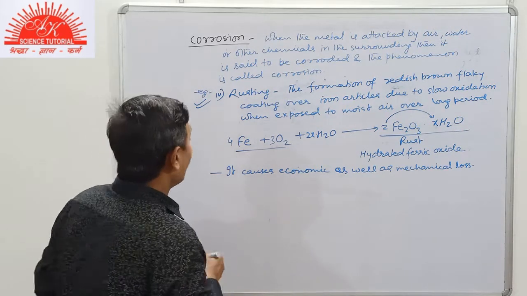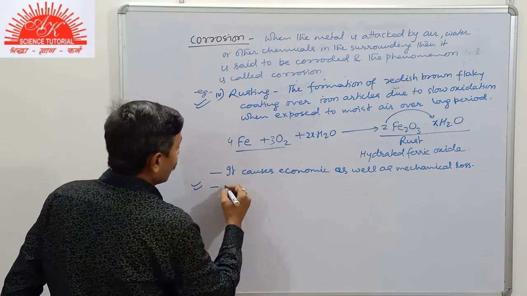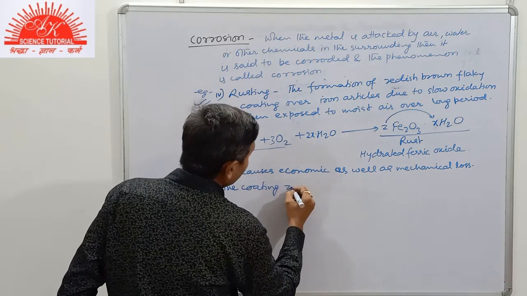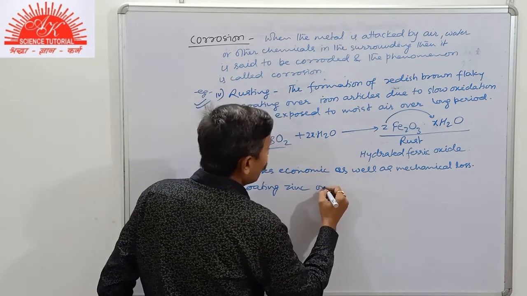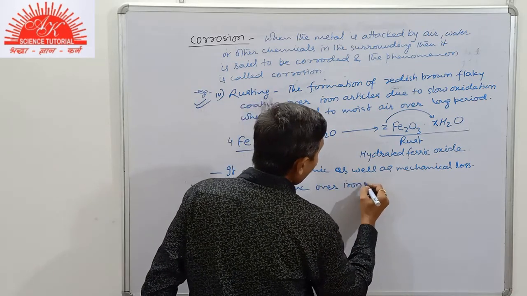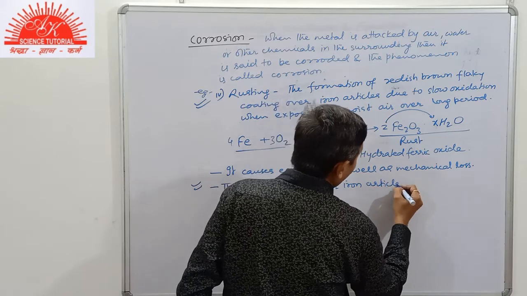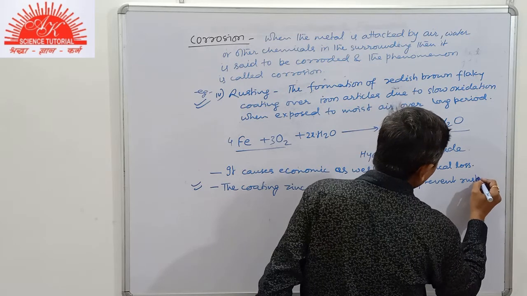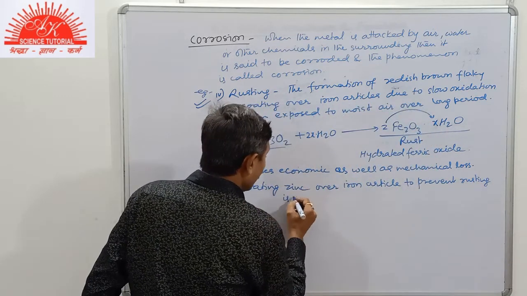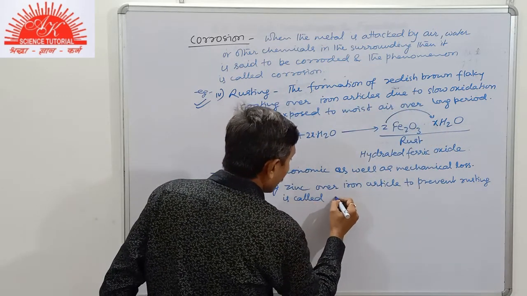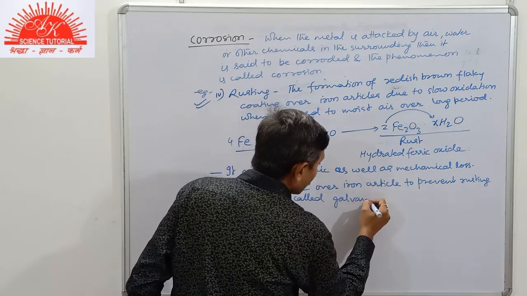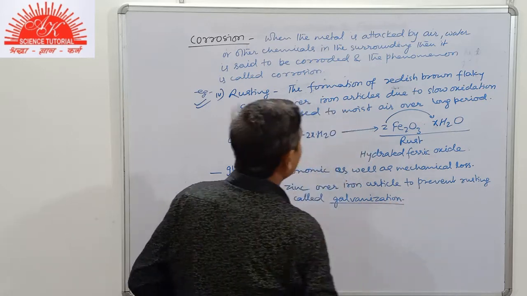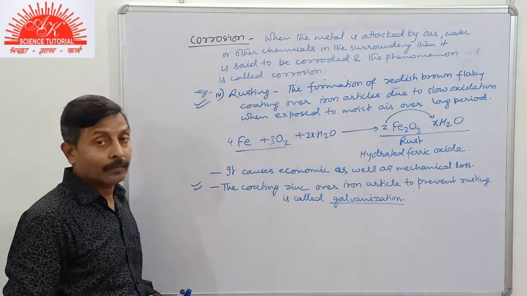Clear, student? Now one thing can be written here. The coating of zinc over iron article to prevent rusting is called galvanization. So this is the method of preventing rusting.